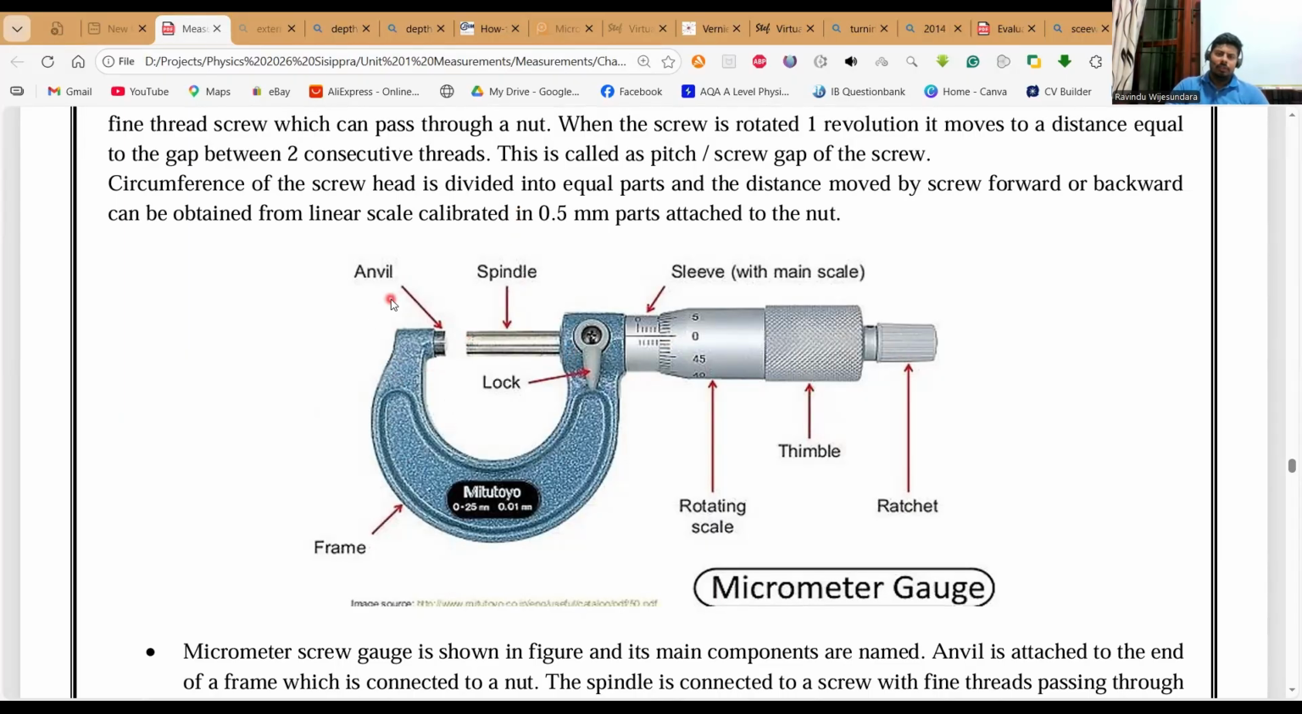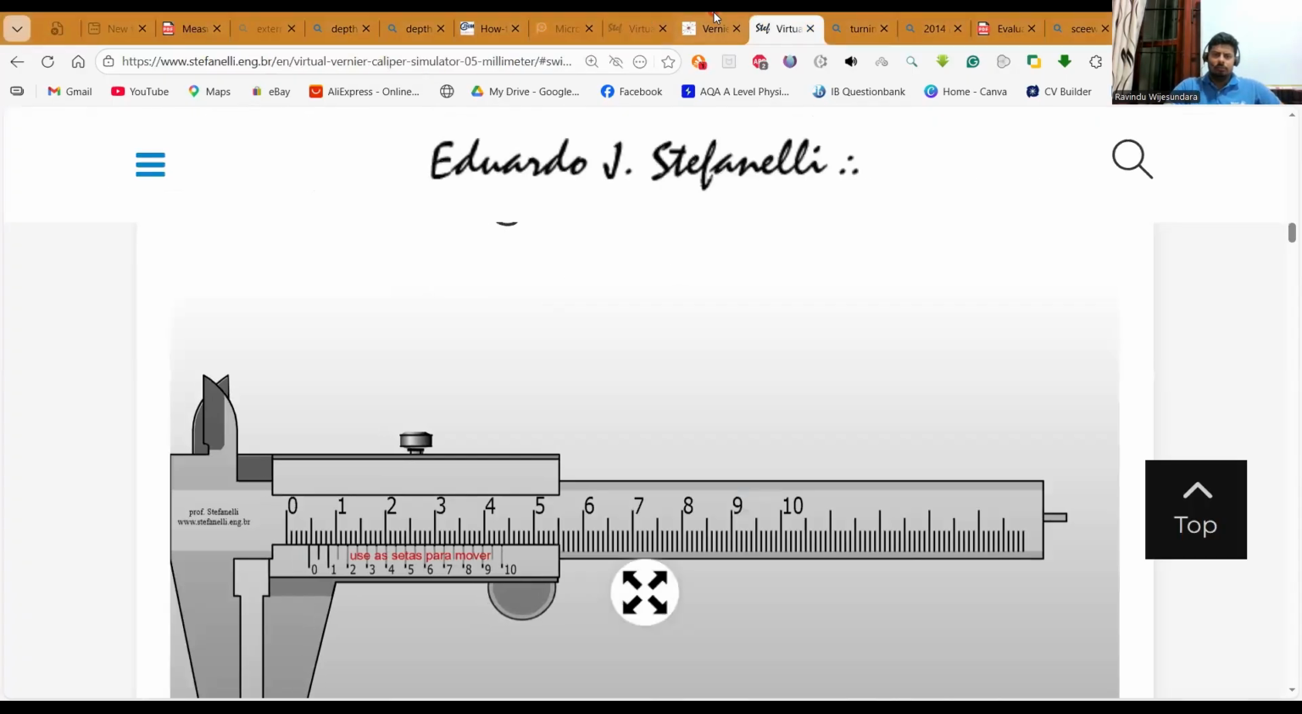So here we have the, let's understand the parts of this one. This is called the frame, this is called the anvil, and this is called the spindle. And you have a locking finger here, a sleeve with the main scale, a rotating scale, thimble, and a ratchet head. So these are the basic components. Now let me show you how this is actually working. So I have a few animations ready.